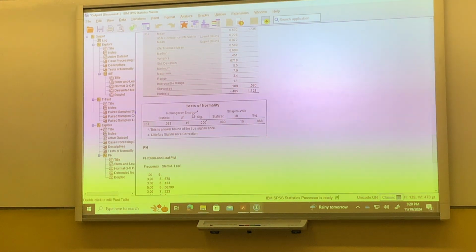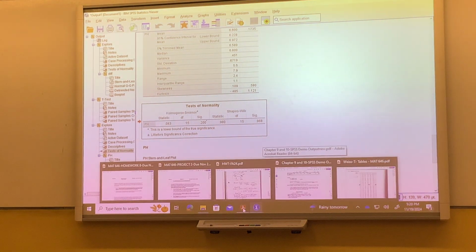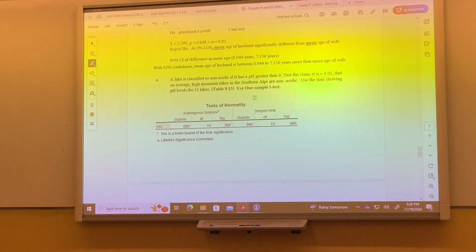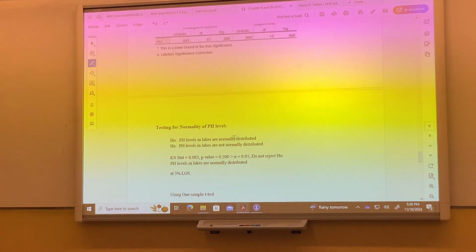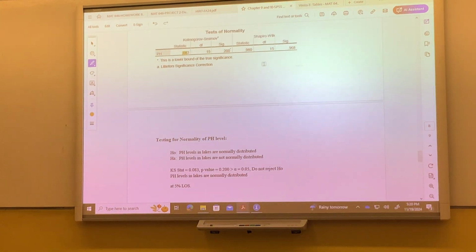That's the table that you're going to be pulling out. Copy and paste on your sheet. That's here, and you're doing the same thing. pH levels in lakes are normally distributed, or not normally distributed. This is the KS statistic. Feel free to use a Shapiro-Wilk, it's a good test. You can also do that. Test statistic is 0.980, p-value is 0.968, greater than alpha, do not reject. pH levels in lakes are normally distributed at 5% level of significance.